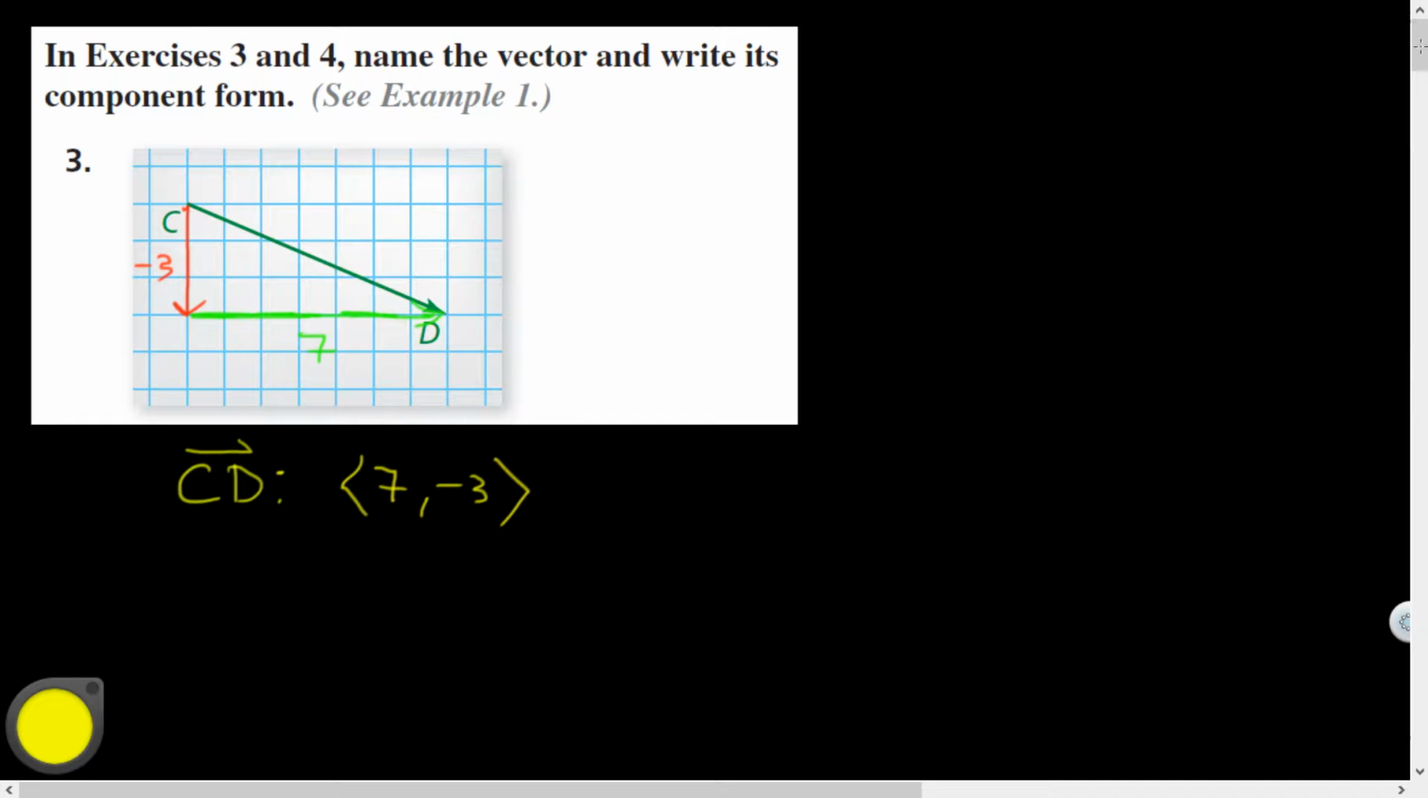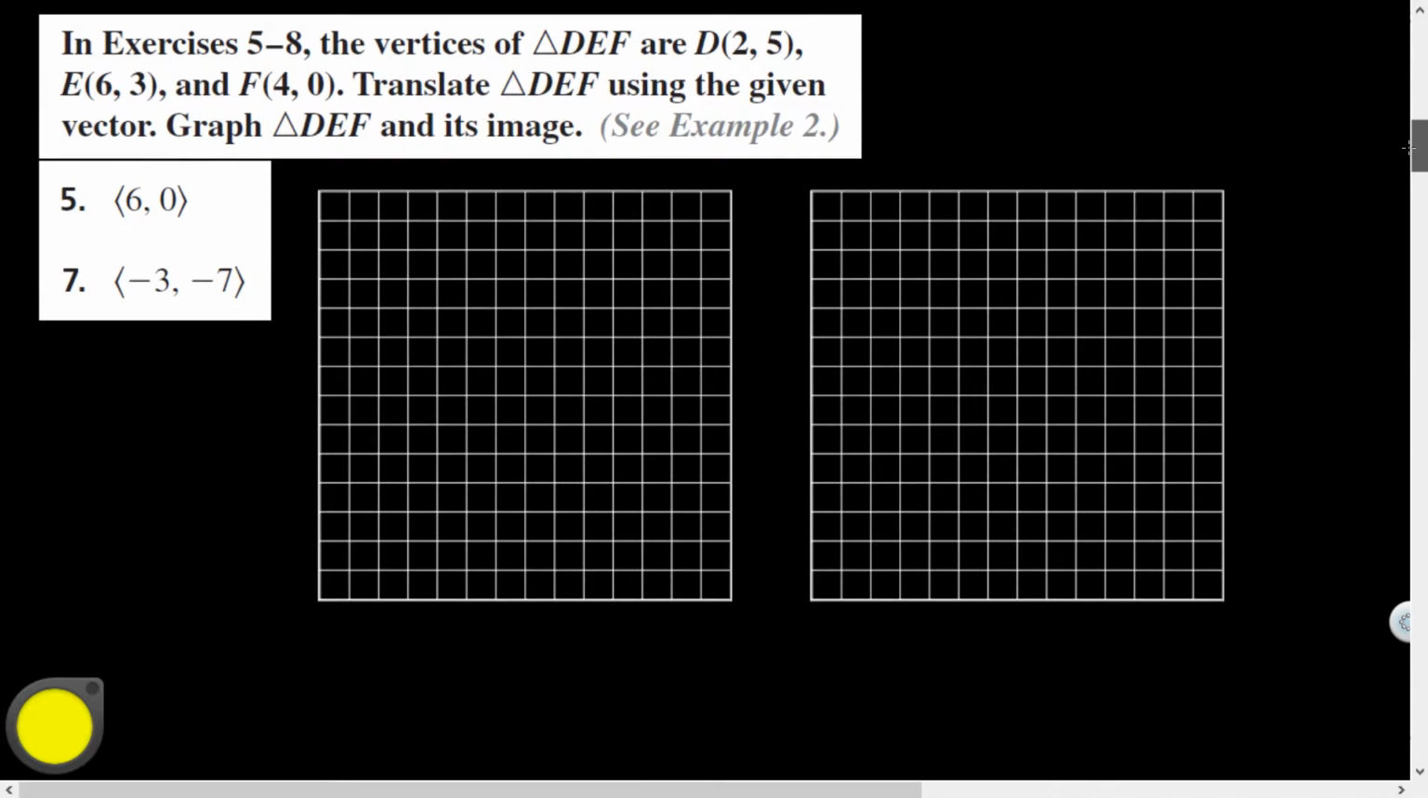That is the transformation translation, I believe, which we'll do some of in a moment. It says the vertices of triangle DEF are the following, and then translate them using the given vector. Okay, so here we go.